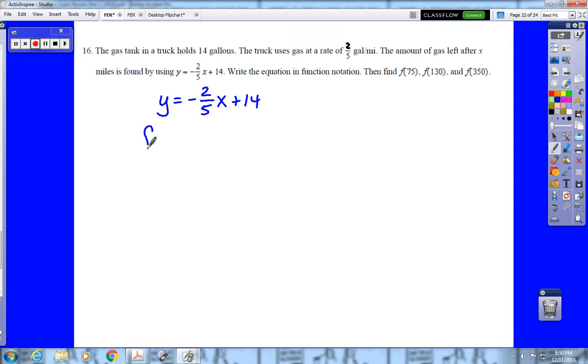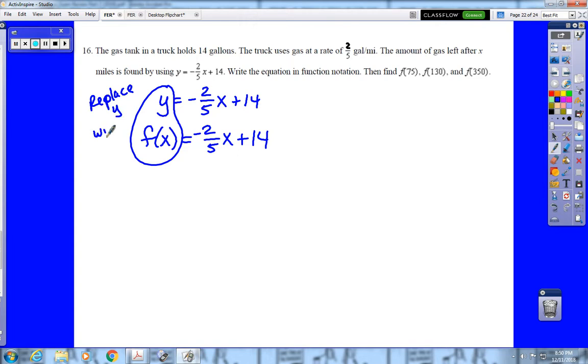All that you do to turn an equation into function notation is replace y with f of x. That is the only change. You just replace y with f of x. They mean the exact same thing. So, done. Then it says find some function values.